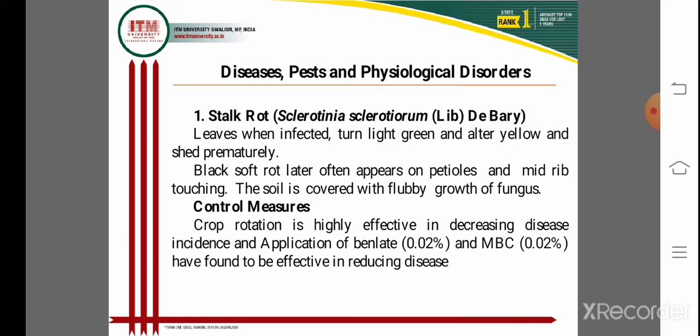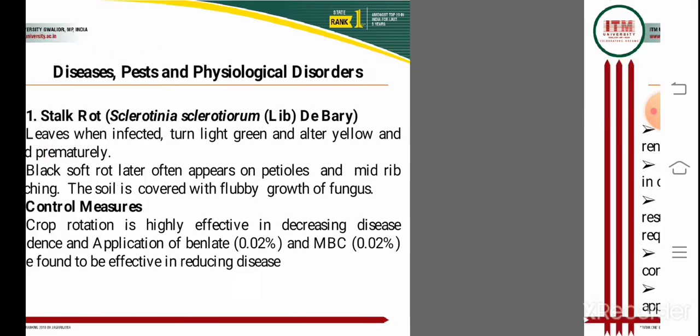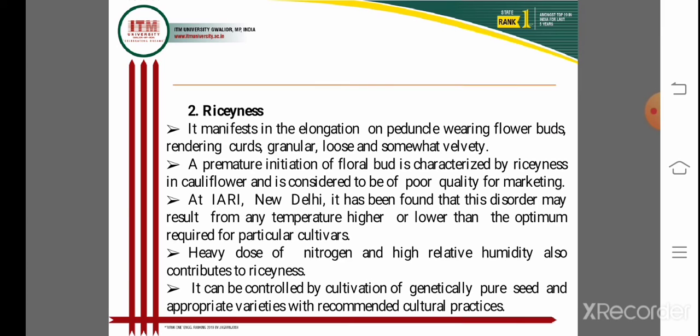So crop rotation, and also using resistant varieties, is how this disease is controlled in the infected areas. Crop rotation and resistant varieties can also be used to control these diseases.